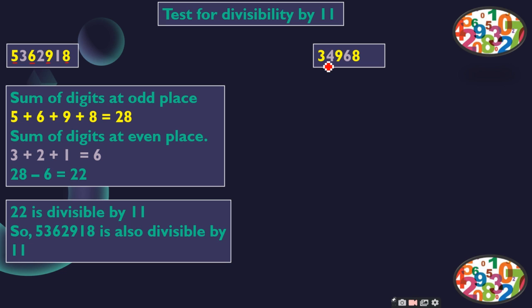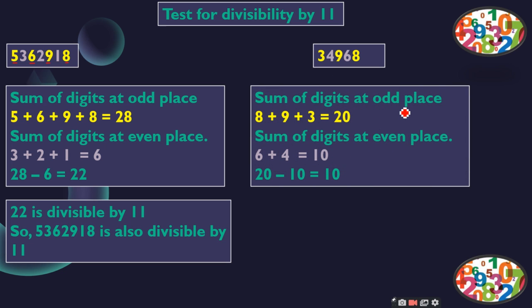Now the number 34968. I have written the odd places with the yellow color and the even places with the purple color. So the sum of digits at odd places, 8 plus 9 plus 3 is equal to 20. I have started it from the right hand side. If you start from the right hand side or from the left hand side, the digits are the same: from the left they are 3, 9, 8, and from the right they are 8, 9, 3. From both sides the numbers are the same.